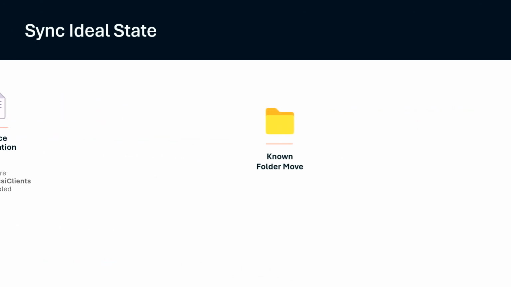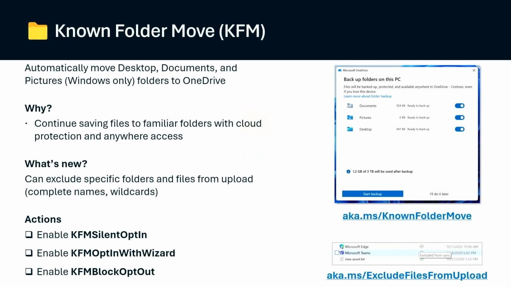All right, the last one is known folder move. Known folder move actually requires a little bit more thinking and planning than the others. Known folder move allows you to automatically move your desktop, documents, and pictures folders on Windows, and your desktop, documents, pictures on Mac to OneDrive. So this allows you to meet your users where they are. They can work in File Explorer and Finder. They don't have to really change the way they work, but now you can ensure that their files are protected by the cloud and accessible anywhere.